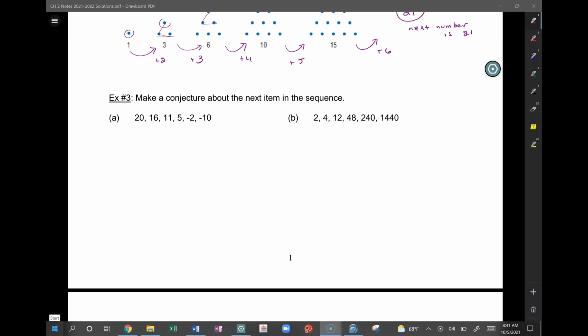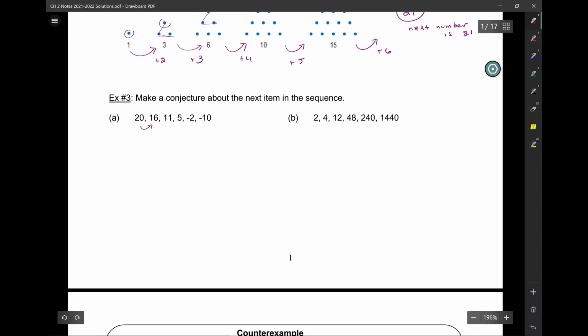Okay, the best way is to look at what's happening from one number to the next. Usually you're either adding or subtracting a number, or multiplying or dividing by a number. From 20 to 16, we're subtracting 4. From 16 to 11, you subtract 5. 11 to 5, you subtract 6. So you do a couple and try to see if there's a pattern emerging. If not, maybe you need to try something else. But it does look like there's a pattern emerging here, right?